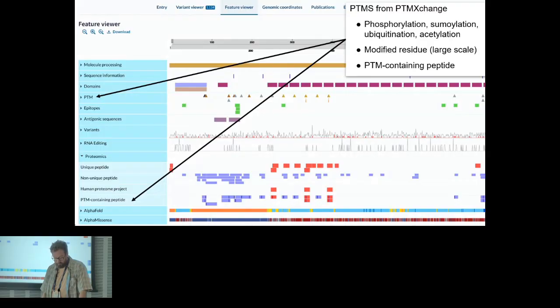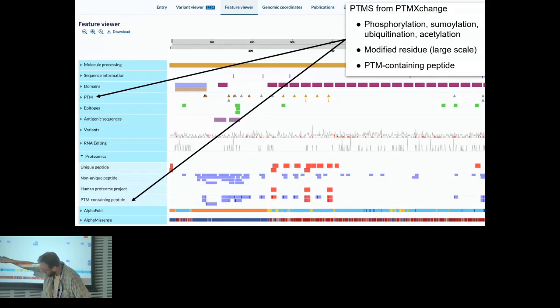And looking now at the feature viewer tab within the UniProt KB. So we have some new information coming from the PTM Exchange Consortium. We have new modifications such as phosphorylation, sumoylation, ubiquitination, and acetylation. And these are located in two places. The first track there for the PTMs, it will show you the residue that's changed. And then within the second track that's pointing out there is PTM containing peptide. That shows you the residue that's changed within the context of the peptide.